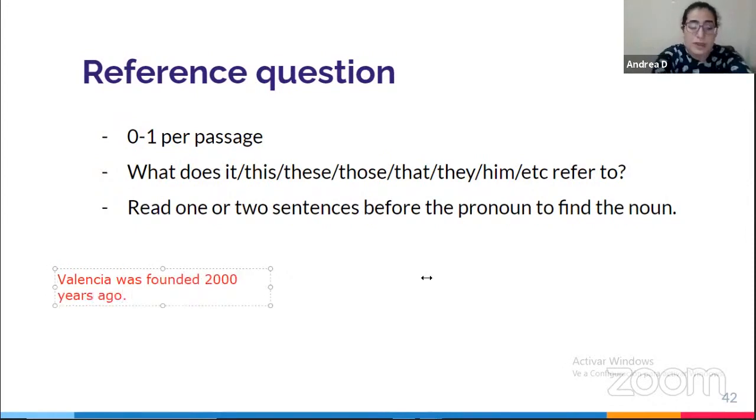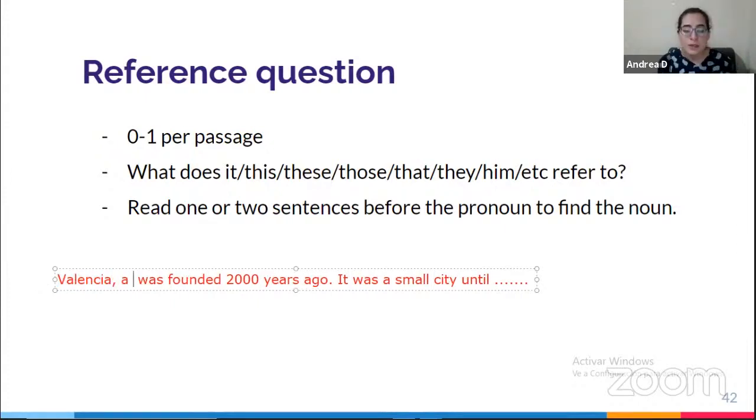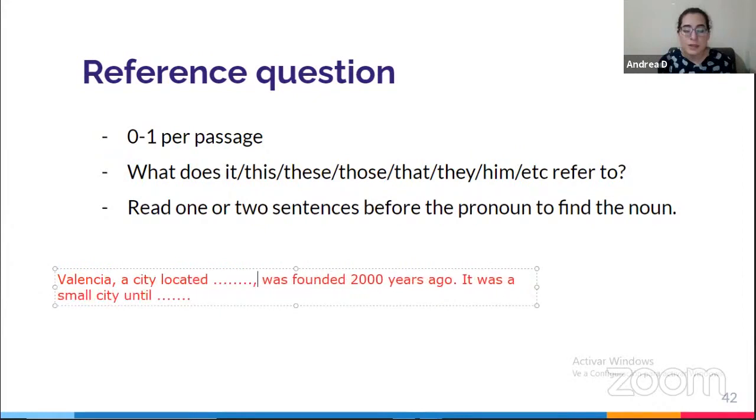And then the next sentence could say something like, it was a small city until blah, blah, blah. So the question is going to be something like, what does it refer to? And everything you need to say is Valencia, right? You need to find the subject of the sentence. Now, of course, they might do some things to make it a bit harder, like Valencia, a city located in this and this and that, and give you a lot of details, but it's still gonna be the same thing. You don't have to worry about that.